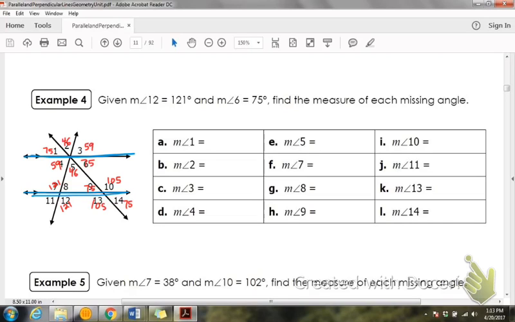Okay, Tylea, what do you know about angle 11 and angle 12? They make a line, right? 11 and 12 are going to make a line, and so that means they have to add up to be how much? 180. So if we subtract 121, what's 180 minus 121? 59. So angle 11 is 59. Brian, what else is 59? Angle 8. There we go.